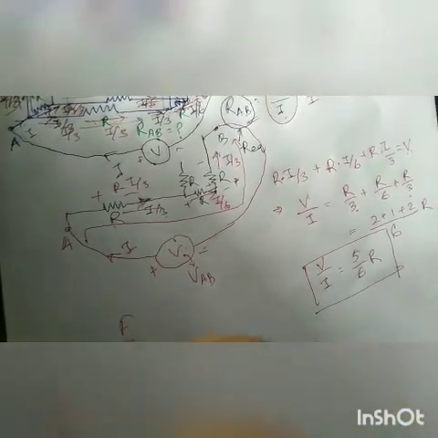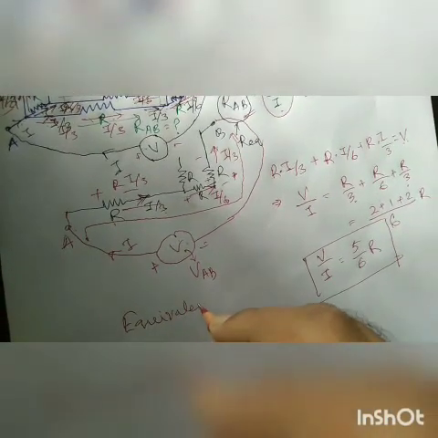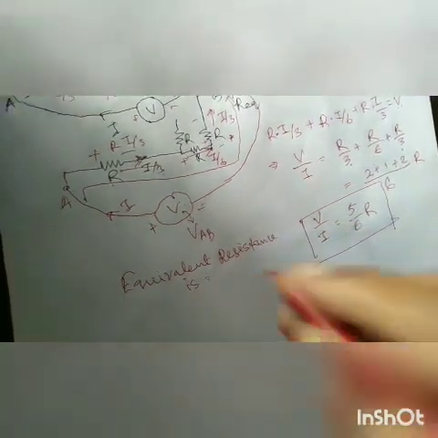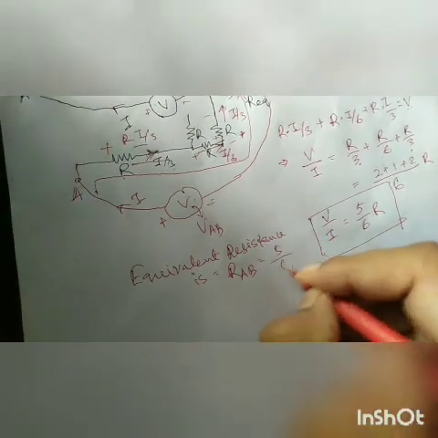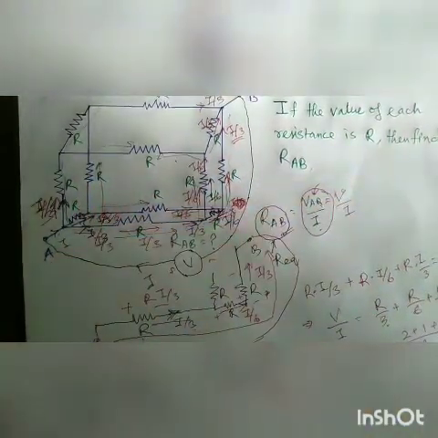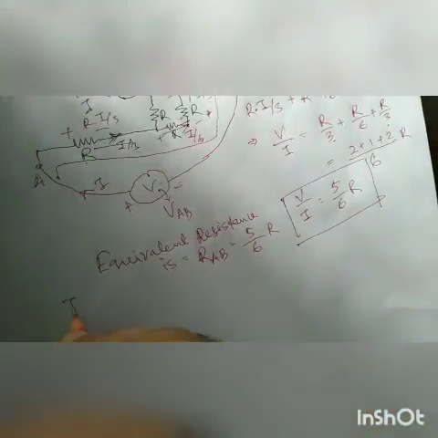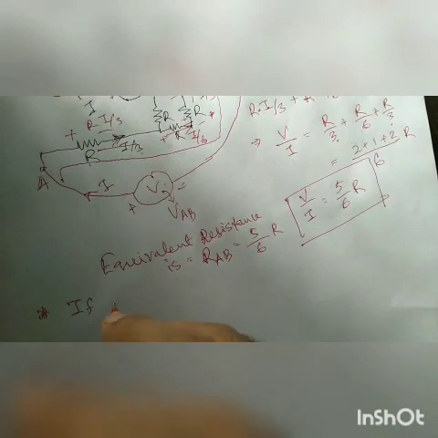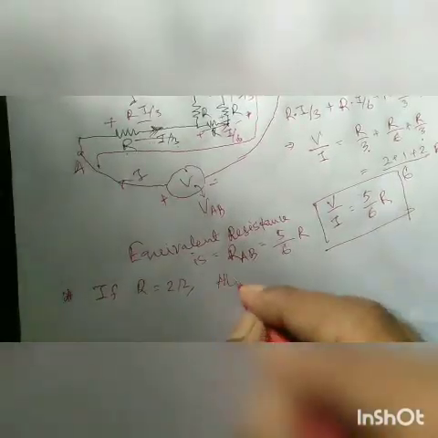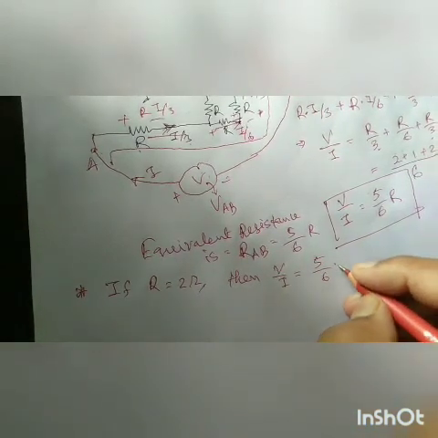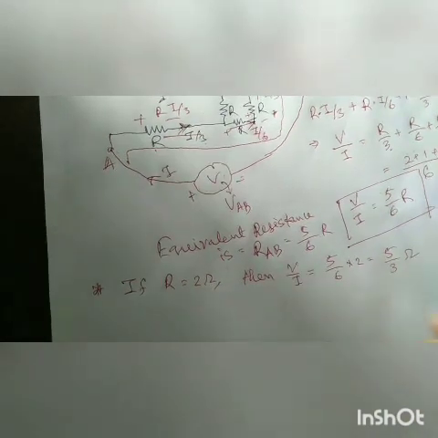So the equivalent resistance RAB is equal to 5 by 6 R. Now if in the given picture the resistance values are given, suppose R is 2 ohm, then V by I will be 5 by 6 into the value of R multiplied by 2, that will give 10 by 3 ohm.